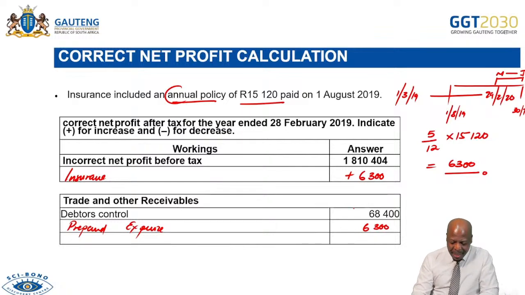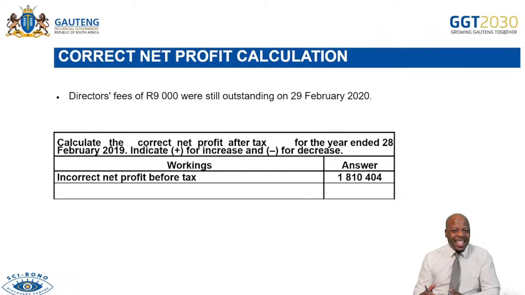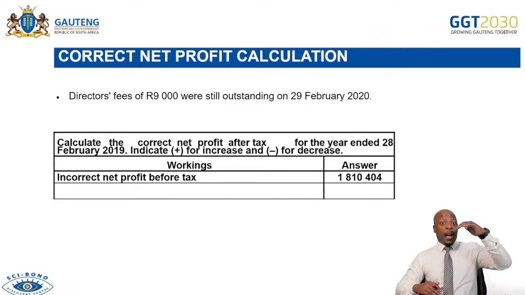We are almost at the end of activity number 1. And then another adjustment reads, director's fees 9,000 were still outstanding on 29 February 2020. This one was a giveaway. This one was an easy one because it's director's fees that are outstanding. Outstanding means owing. So they were not recorded in the financial statements. Director's fees. An expense was not recorded. If an expense is not recorded, that means our expenses were less. When expenses are less means profits are more.